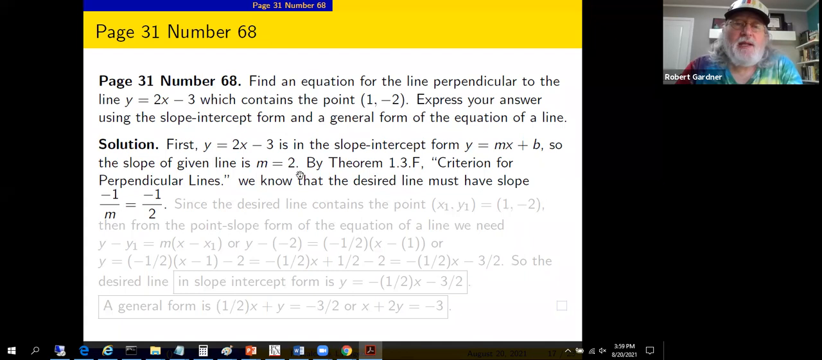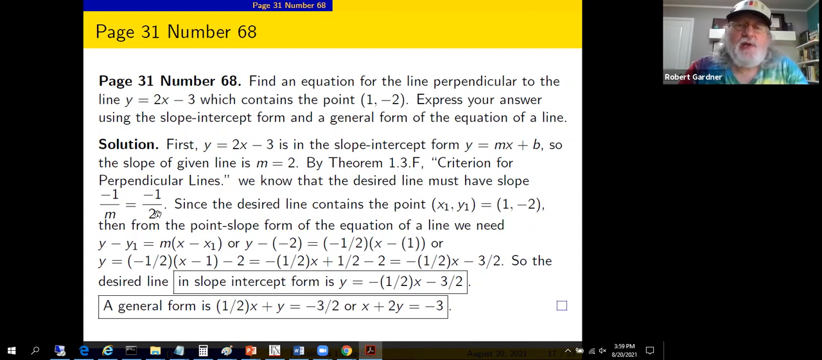But it isn't this line that we're interested in. We're interested in a line perpendicular to this line. We want the negative reciprocal of this for our desired line. The desired line must have a slope of negative 1 over this m value. That is, negative 1 over 2. This is the slope of, as I'm calling it throughout this, the desired line, the one they ask us to find.